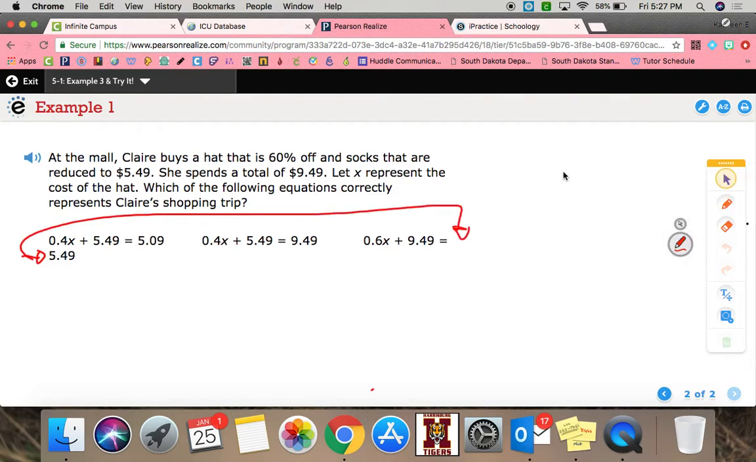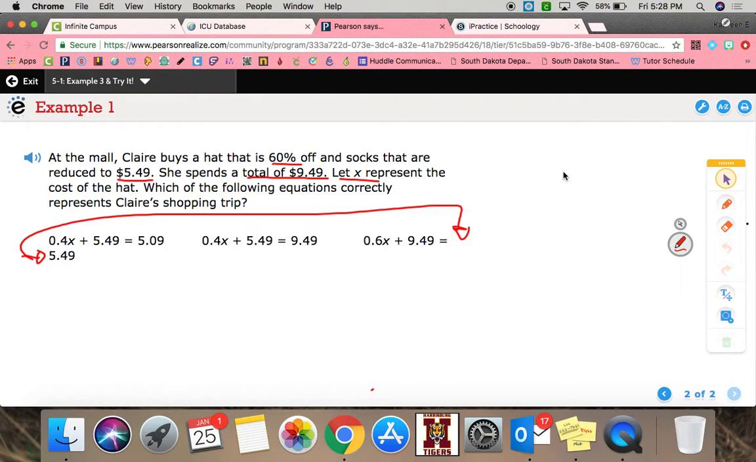Okay, so at the mall, Claire buys a hat that is 60% off and socks that are reduced to $5.49. Together, she spends a total of this. Let X be the cost of the hat. How much did she spend on her shopping trip? Okay, we have these three choices.